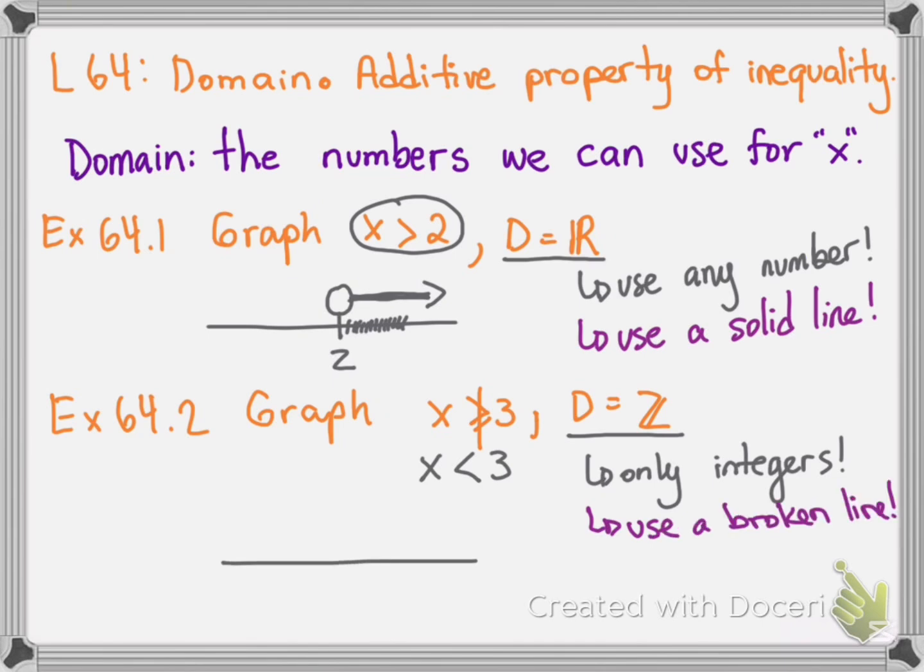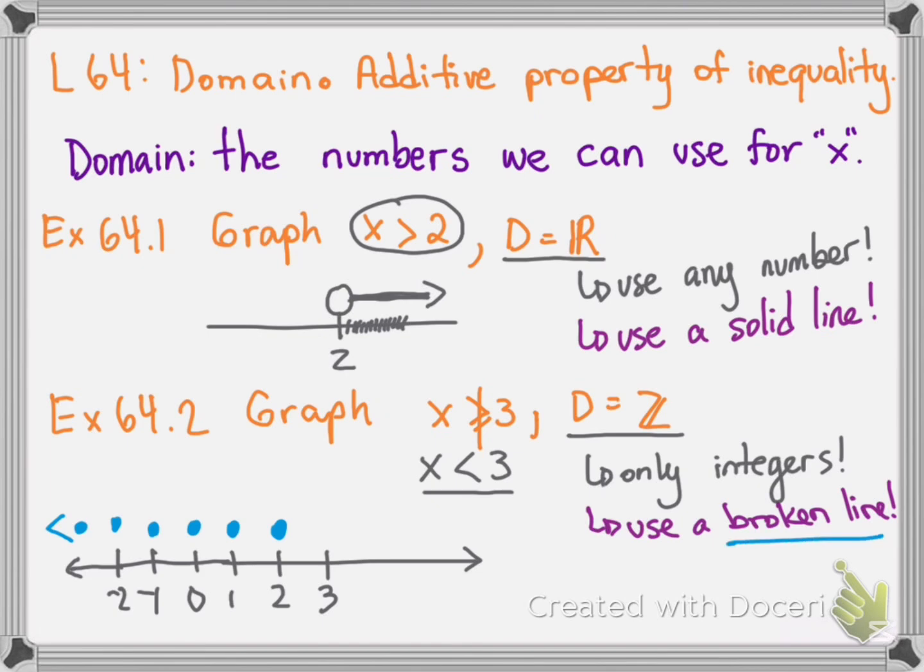So again, we're going to draw our 3 here, and then it says I want all of the integers that are less than 3. So when I do that, the 3, I cannot include it because it says that it cannot be 3. It cannot be greater or equal to 3. So I'm going to start with 2, and we're going to put the 2 is included, 1, 0, negative 1, negative 2, negative 3, and it keeps going. So we'll put an arrow like that, and that would be the broken line.